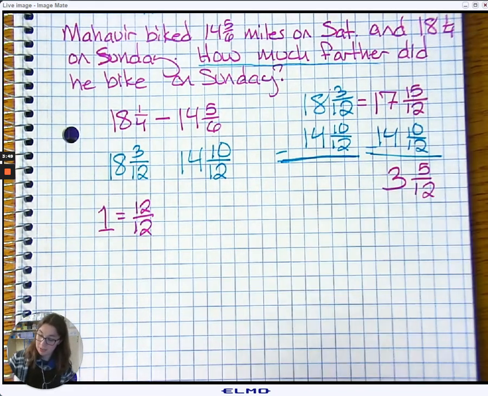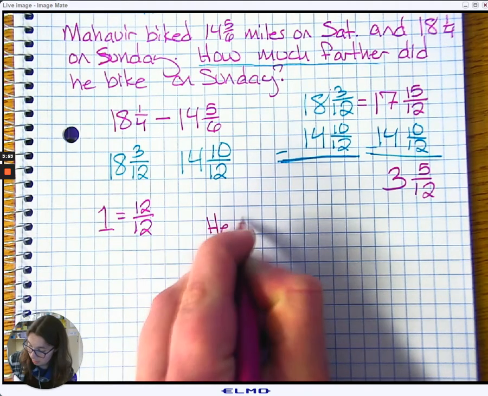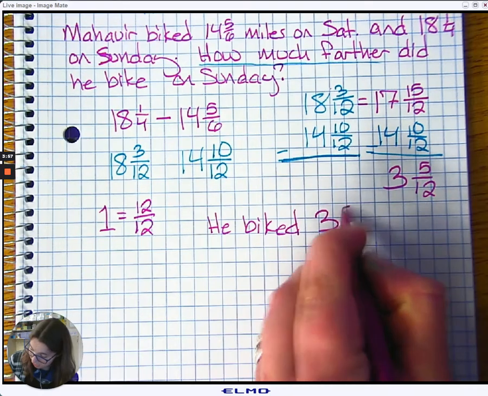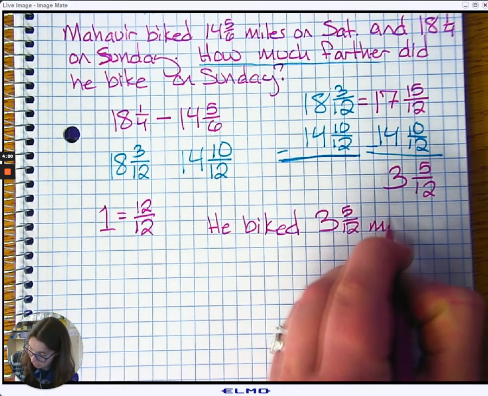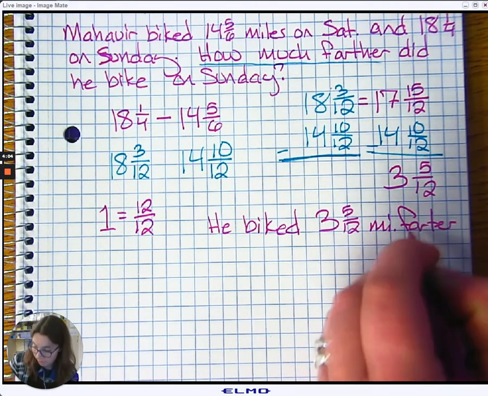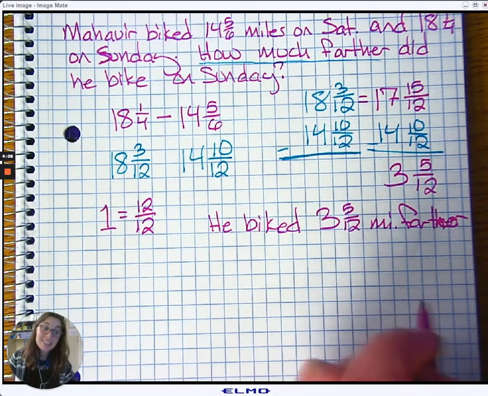How much farther did he bike on Sunday than Saturday? He biked 13 5/12 miles farther.